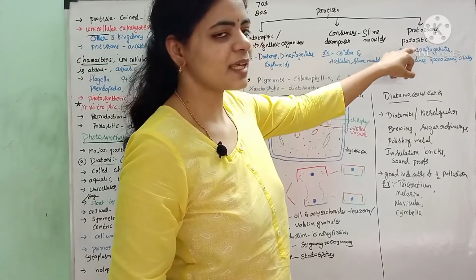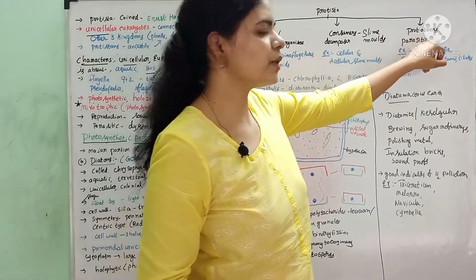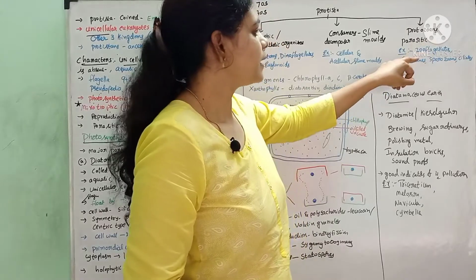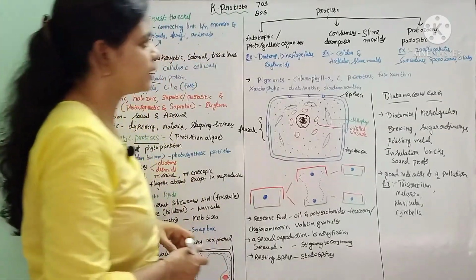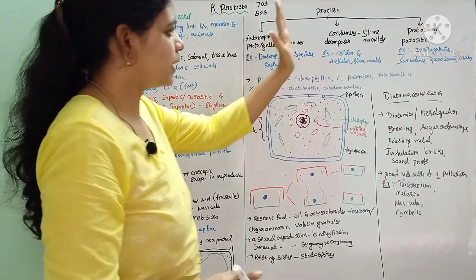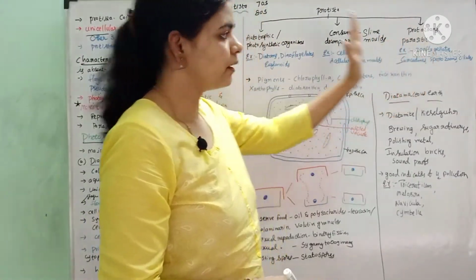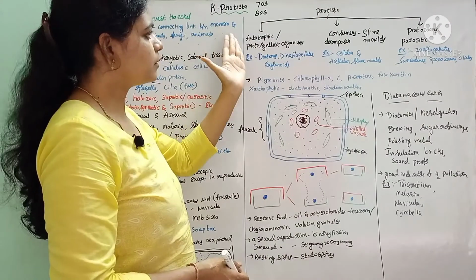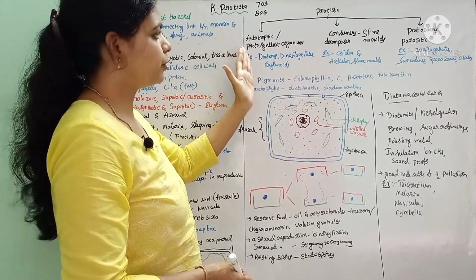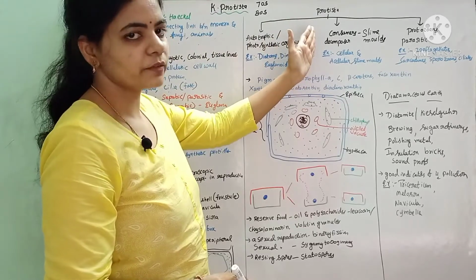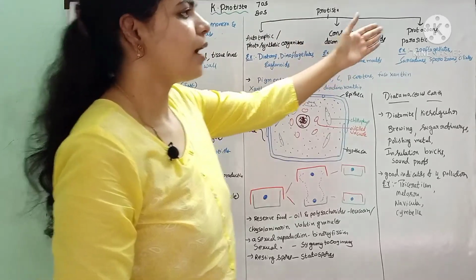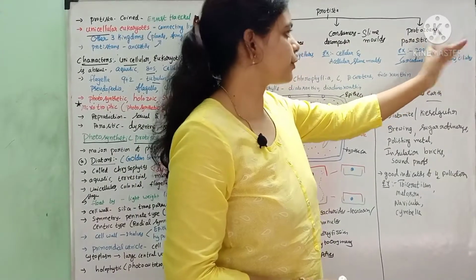And some protistans are parasitic, that means protozoans are the parasitic ones only. Examples: zooflagellates, sarcodines, sporozoans and ciliates are included in this. So these are the three groups of protista. The first one is the autotrophic, which prepare their own food material, which perform photosynthesis. Some are decomposers, which are slime molds, and some are the parasitic, which include protozoans.